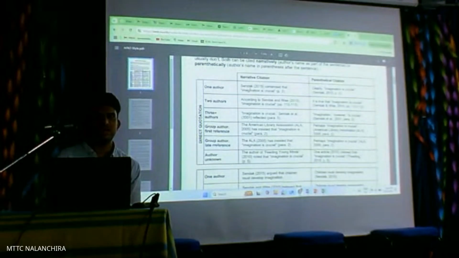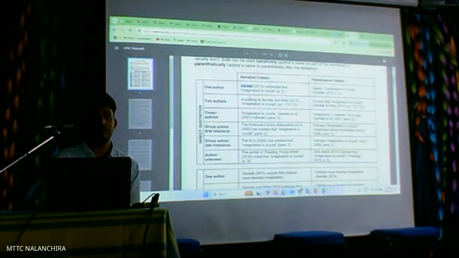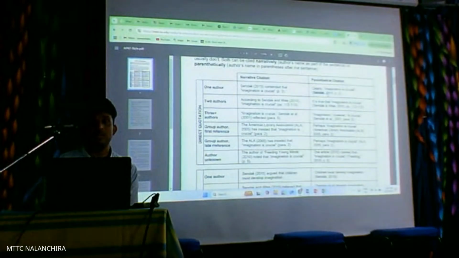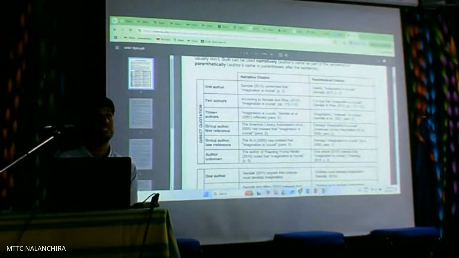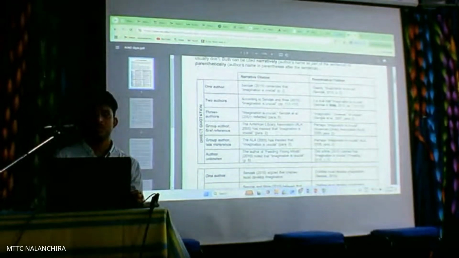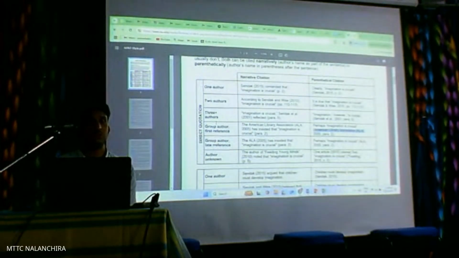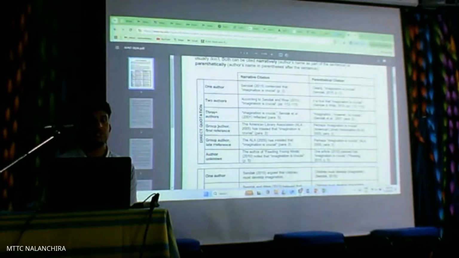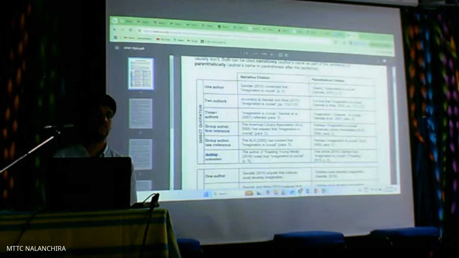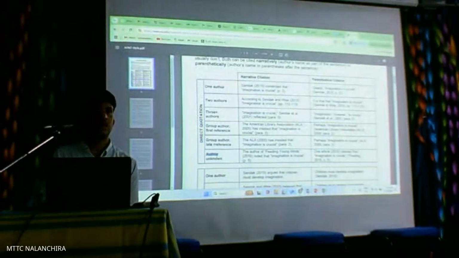In the narrative citation, only the year and page number will be in bracket, and the name of the authors will be outside the bracket. When you talk about parenthetical, the name of the author, year and page number, everything will be inside the bracket. There are different situations: one author, two authors, three or more authors, group author like libraries and associations, late reference, author unknown. All these cases we have to learn separately. So you can also see this.